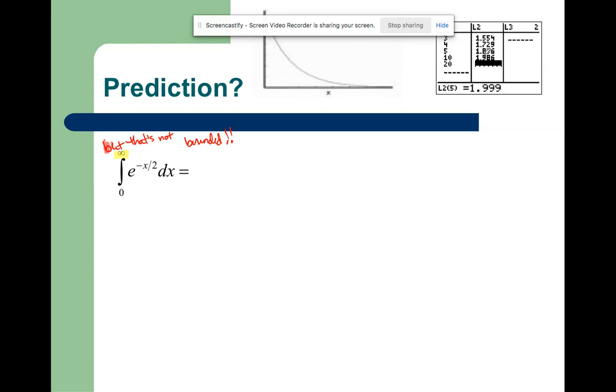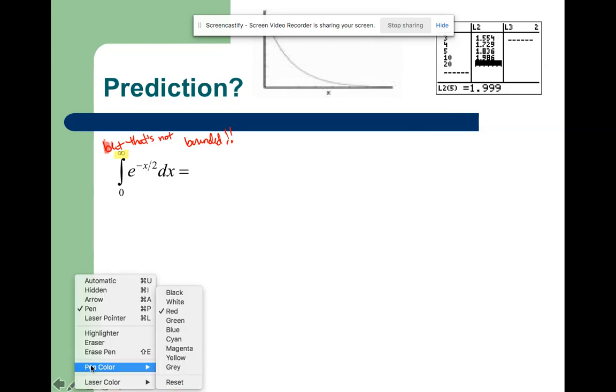So this screenshot of my calculator is when I was doing math, second trace 7, and I put all these numbers in here. So when I went from 0 to 3, I got about 1.5. 0 to 4, I got 1.7. 0 to 5, I got 1.8. 0 to 10, I got 1.96. I covered up 20. But it's down here, 1.9999. So what is your prediction?